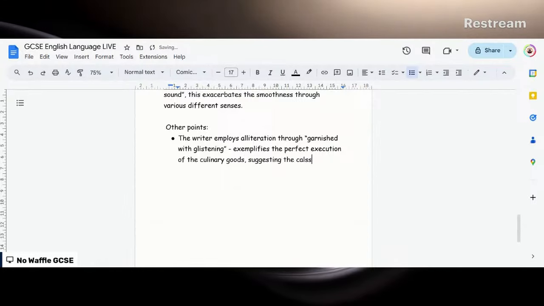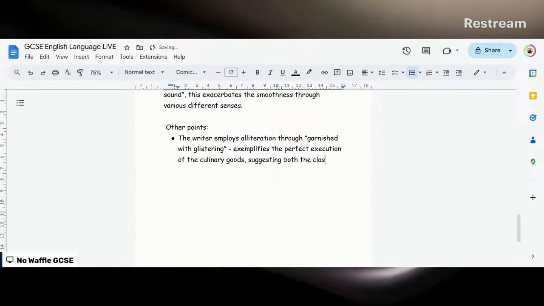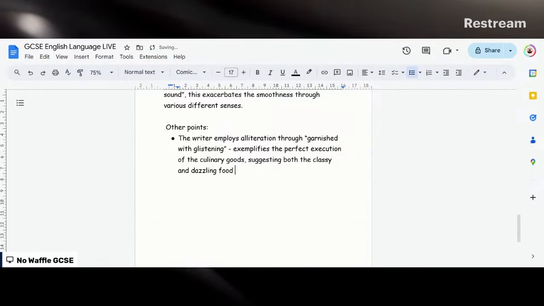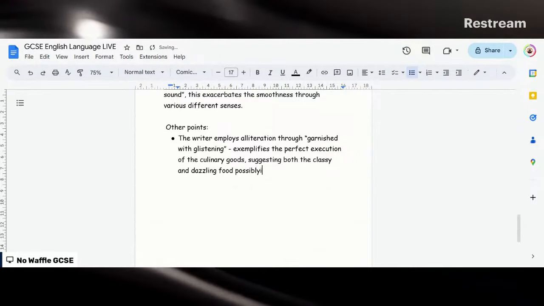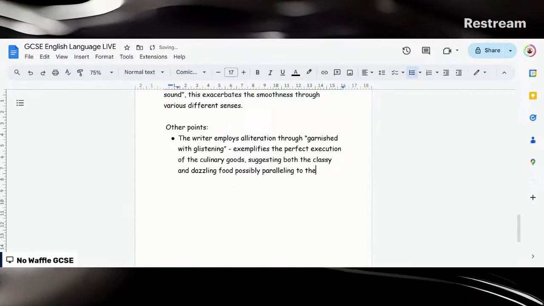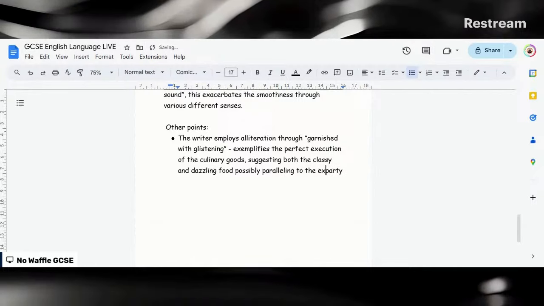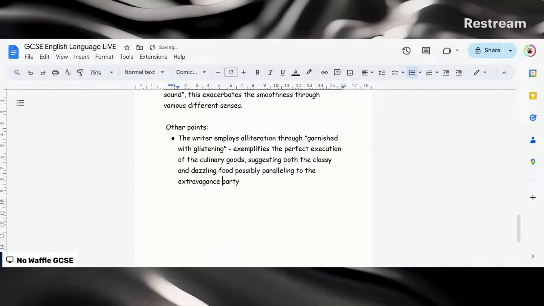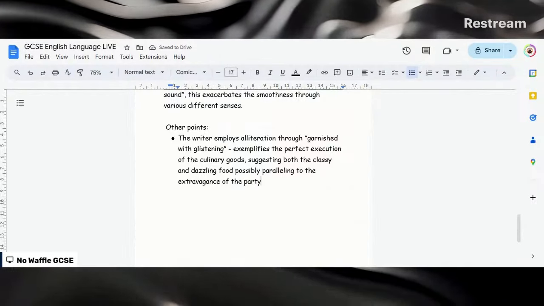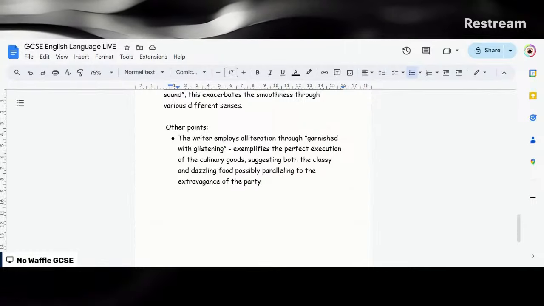Suggesting both the classy and dazzling food, possibly paralleling, if that's a word, to the extravagance of the party. Keep saying extravagance of the party. Keep using the words of the question in your response. It highlights that you're thinking about the question, especially towards the end.